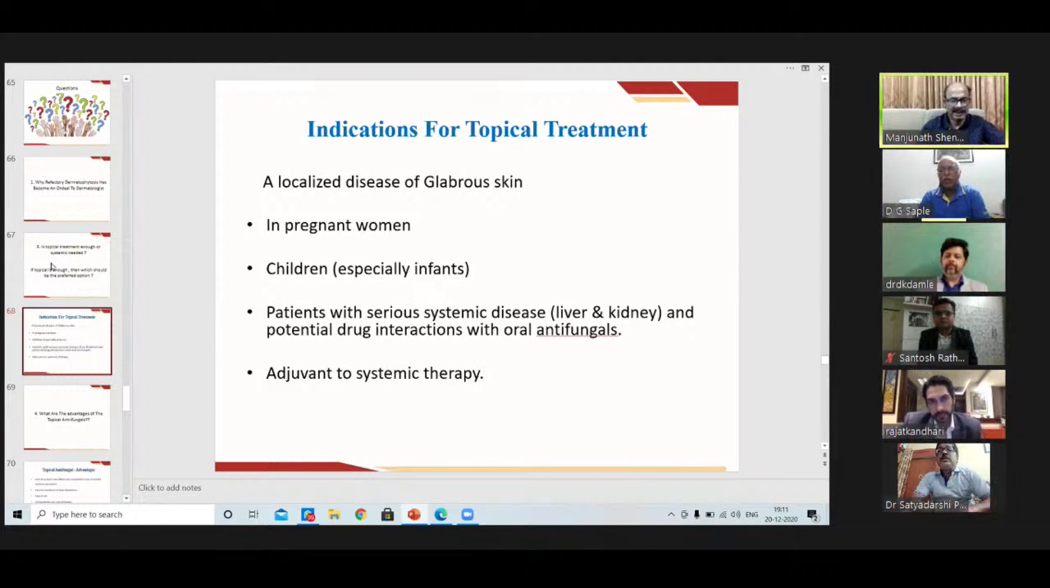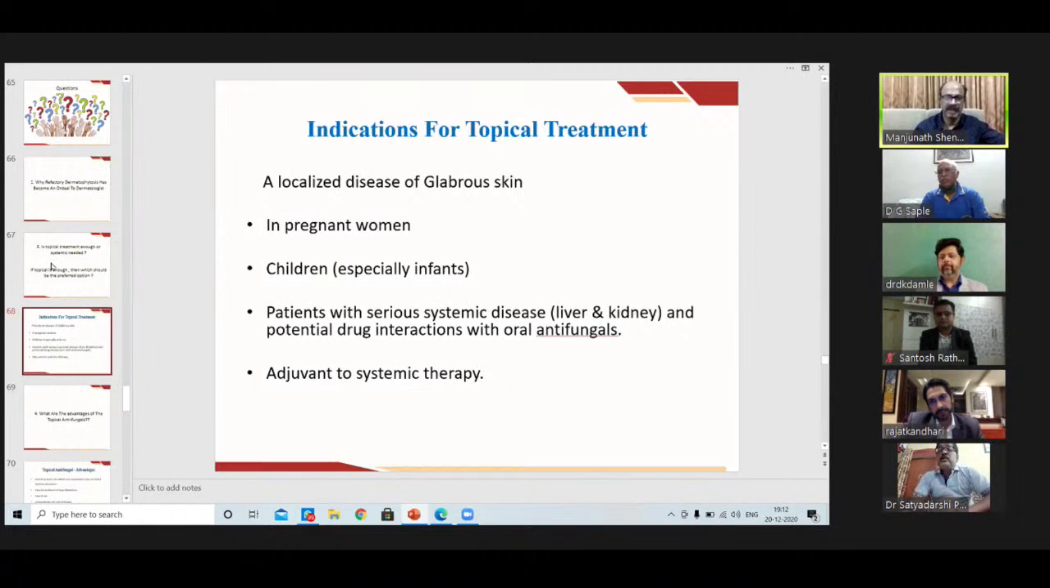Dr. Manjunath, can you? Sir, I would rather say, rather than indicated, we have a no-choice situation. That is why we are using topical. For example, in pregnancy, because we can't use anything. In a patient with chronic liver disease with deranged hepatic function, we know all systemic antifungals are metabolized in the liver, and giving anything could be risky. That's the second. Bad renal disease.